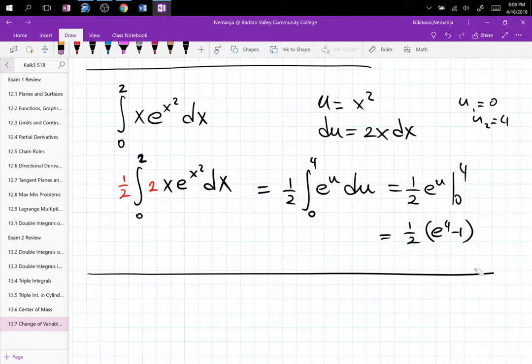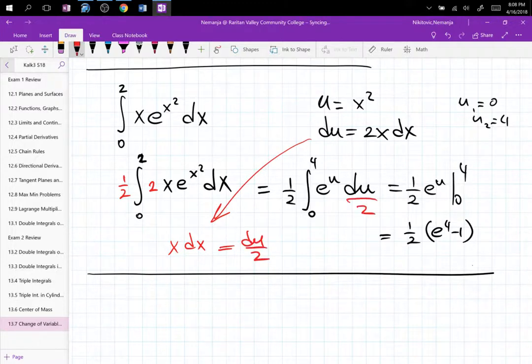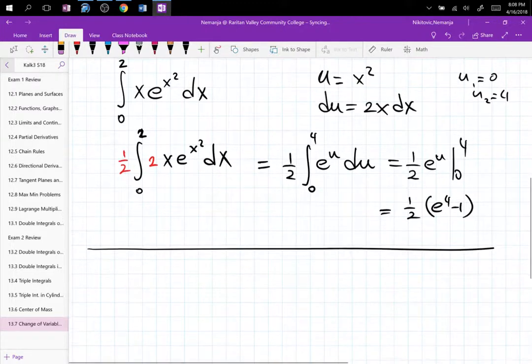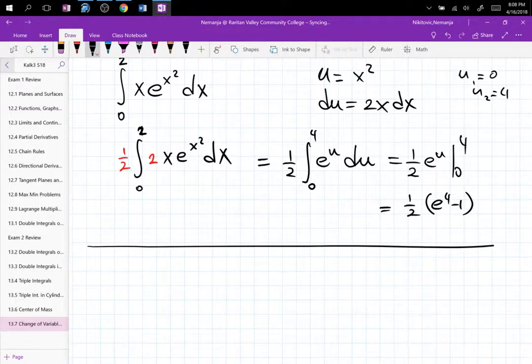You can achieve the same result if you go from here and say, okay, what's x dx? Because that's what you have in the original problem. x dx is du over 2. So you can put du over 2 and then kick the 1/2 outside. So whatever way you like it. 2D.